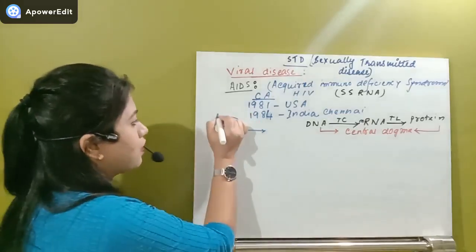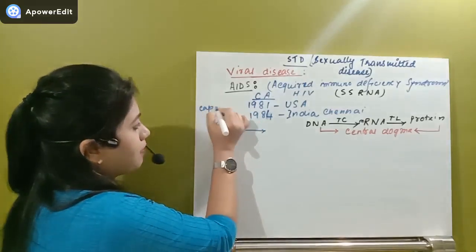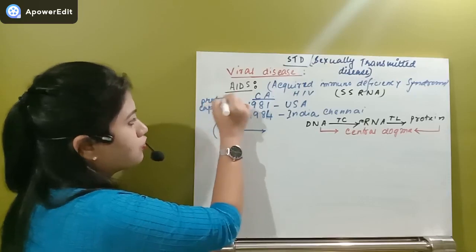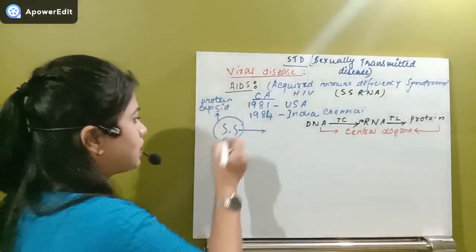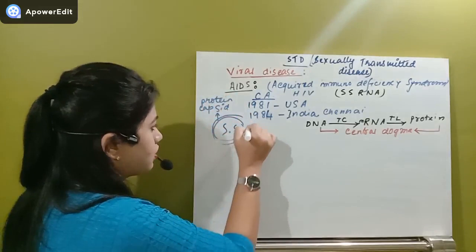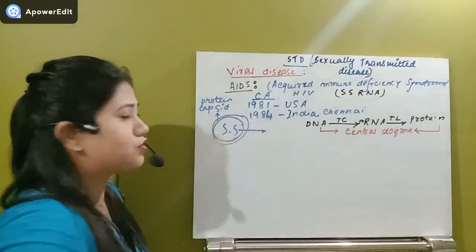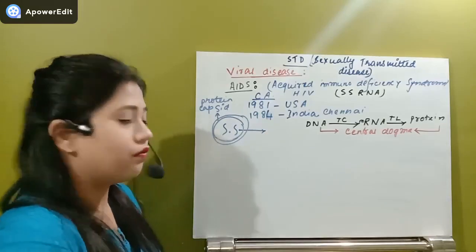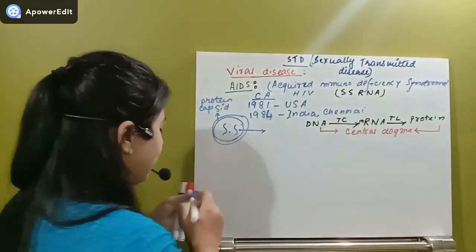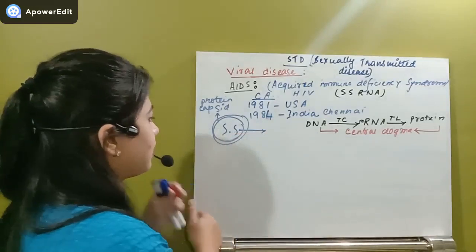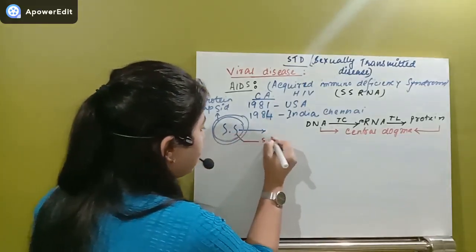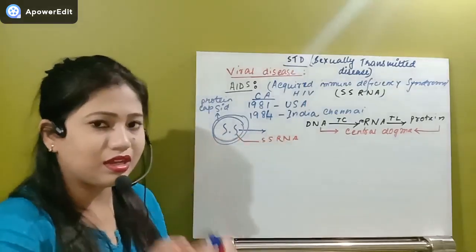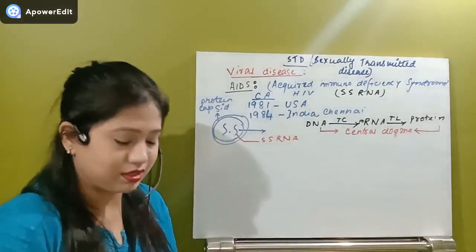So it is going to have a capsid or coat. This is made up of protein, so it is going to have a protein coat. Actually it's a double layer structure. It is going to have a two-layer structure. The outer layer is a protein coat or protein capsid, where the genetic material is RNA. So this is a single-stranded RNA which is present in two strands, separately.